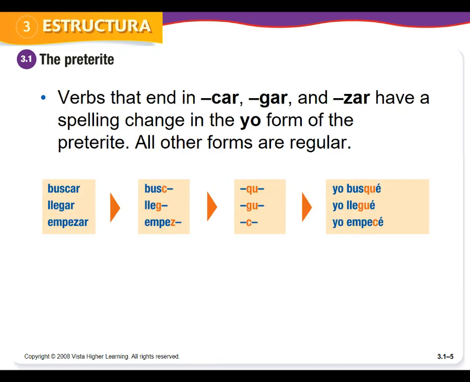All right, moving on. With the preterite, you also have a set of verbs that are your car, zar, and gar verbs. I think I'm going to stop this video and essentially stop here and create another one.